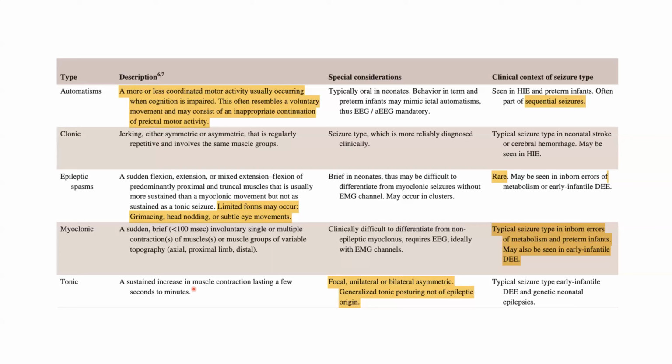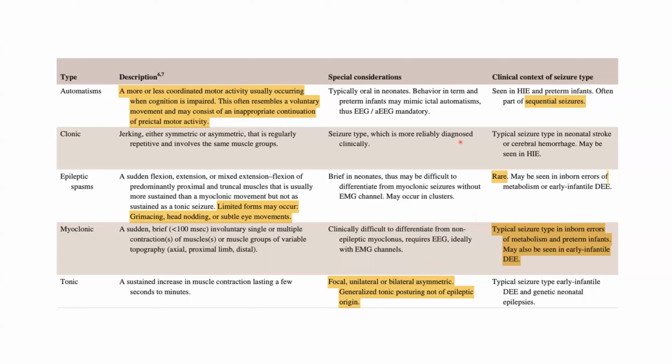And as I'll be telling later, there is a group called sequential seizures. Multiple seizure types occur in sequence, hence they are called sequential seizures, and automatisms are usually a part of these sequential seizures. Clonic seizures are very easy to recognize. Anyone would recognize a jerking, which can be symmetric or asymmetric, which is regularly repetitive and involves the same muscle groups, right? So it is a seizure type which is most reliably diagnosed clinically.